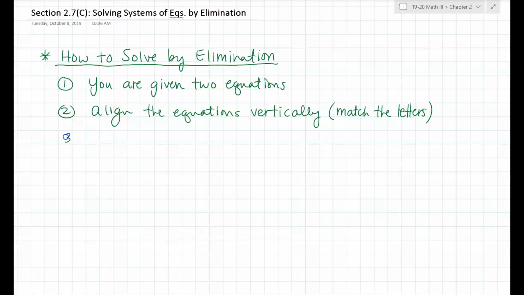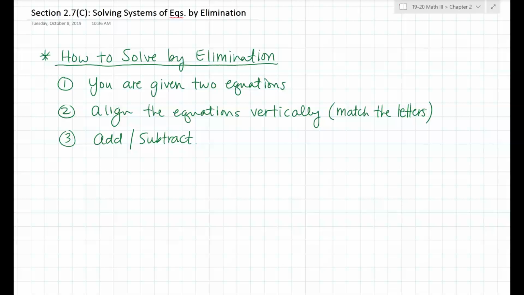Step three, add or subtract. I always tell people just add first, and if it doesn't work, then subtract. So many times people get stuck on should I add or should I subtract? Which one? I have no idea. Well, just do one. It doesn't matter. You do one, and if it works, great. If it doesn't, then most likely you were supposed to subtract. Okay?